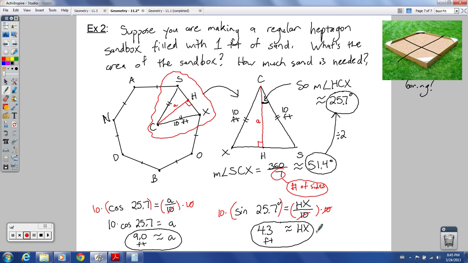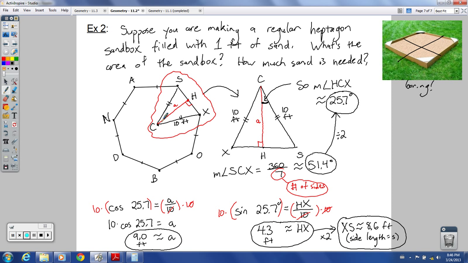Because this is true, we would take this and we could think of it as this times 2. We would say that the side length, which is xs, is going to be approximately 8.6 feet. This times 2 is 8.6. So this is a side length, in other words, the lowercase s. So we figured this out, 4.3. The side length would be the whole thing, would be 8.6. So now I know the side length is 8.6.